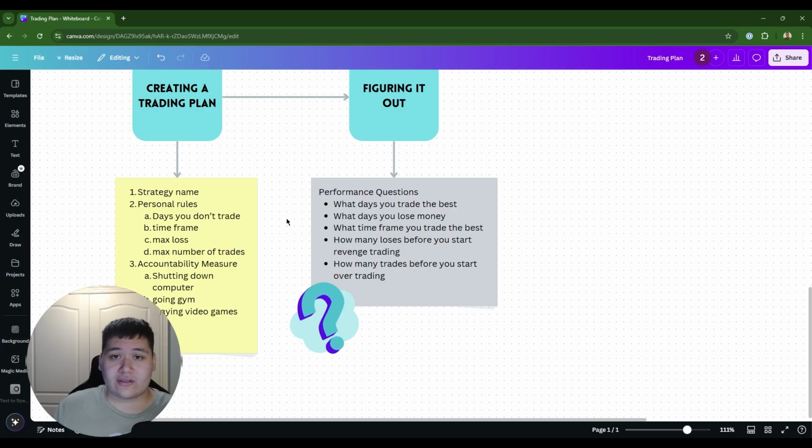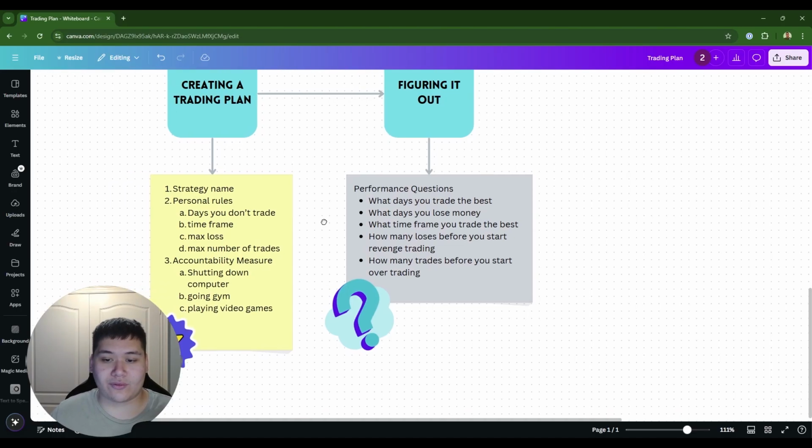What days do you lose money? For me, it's Wednesdays when I lose money. What time frame do you trade the best? For me as well, 8 a.m. to 12 p.m. How many losses before you start revenge trading? For me, it's 2%, 3% in a day, and then I start revenge trading. How many trades before you start overtrading? I can only take, say, 3 trades, regardless of whether one of them was a win and 2 of them were losses. Then I start overtrading. You've got to ask yourself those sorts of performance questions.